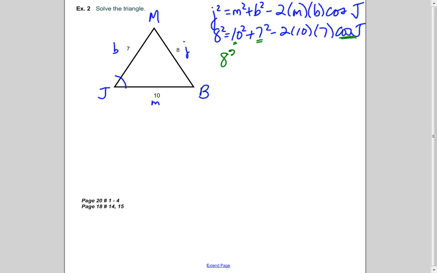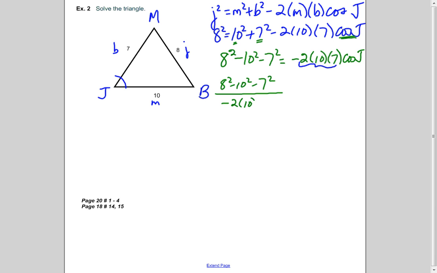But I'm not going to touch a calculator until I've written it clearly. I'm going to leave all the other things squished up to cos J, which indicates multiplication. So I've gotten rid of my add-ons on the right side. Now I'm going to divide to get rid of these three. So the left side becomes 8 squared minus 10 squared minus 7 squared divided by negative 2 times 10 times 7. I've got cos J isolated, so now I'm going to use my calculator.